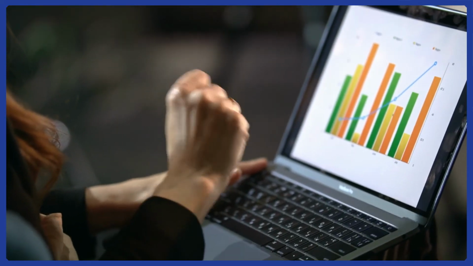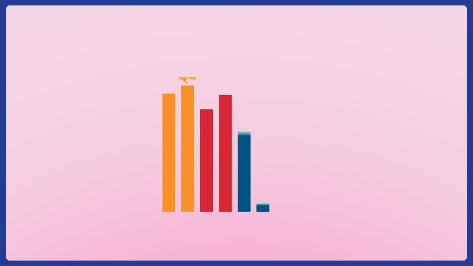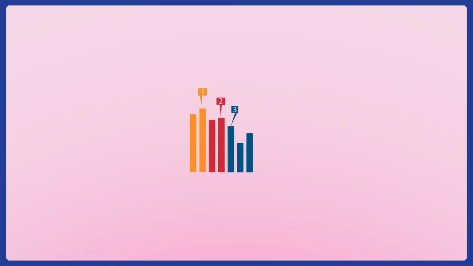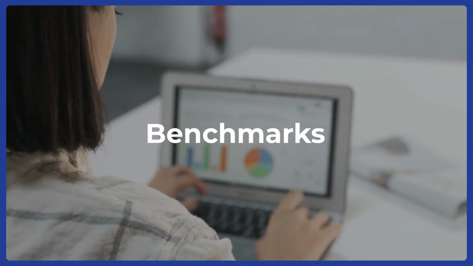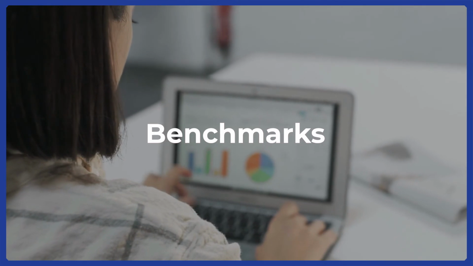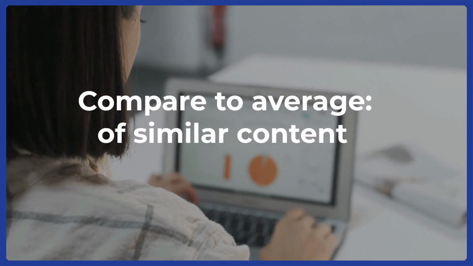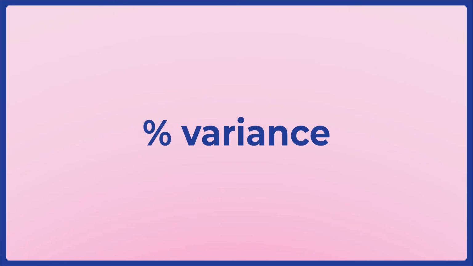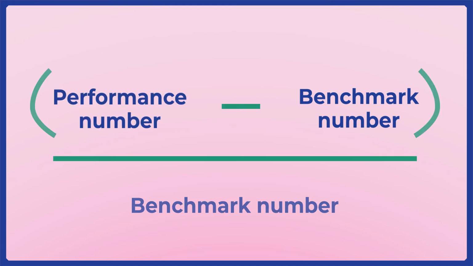Analytics are usually available within many social media platforms. When demonstrating success or performance using a figure, it's important to provide some context and a comparison using benchmarks. You could compare your performance to the average based on previous periods or to similar content. You can calculate the percent variance between your performance and your benchmark by subtracting the benchmark number from the performance number and then dividing the result by the benchmark number. Let's see this in practice through an example.